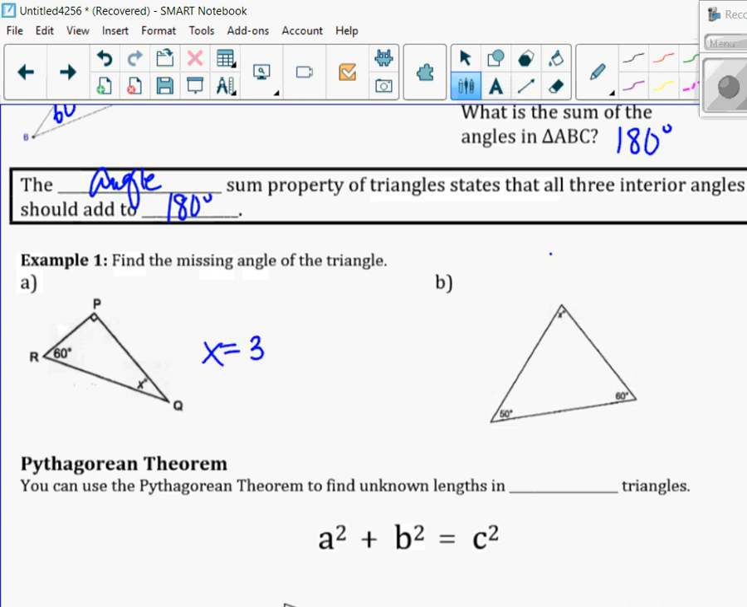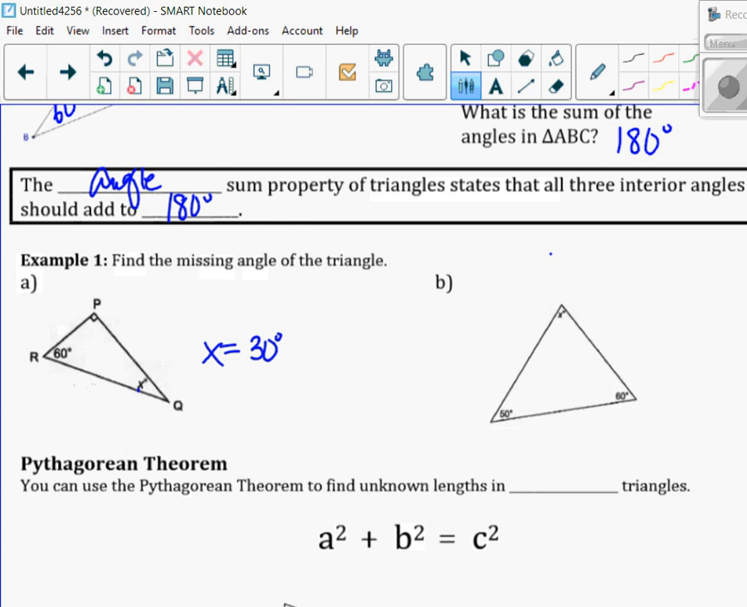What's a property here that you get x is 30? Did anybody actually know that these two should add up to 90? If this is 90, these two should add up to 90 because the three should add up to 180. Does that make sense to you? So use that little trick sometimes. It's faster than going 90 and 60 is 150, 150 from 180. If you can see that these two should add up to 90, then it's way faster.